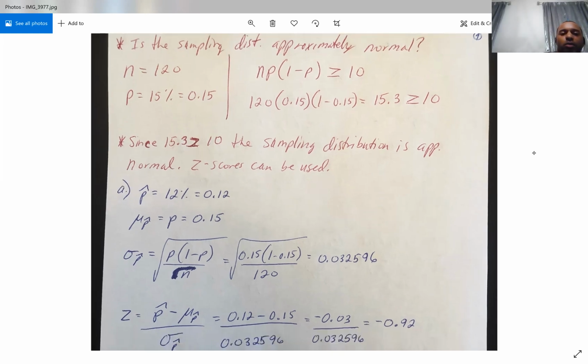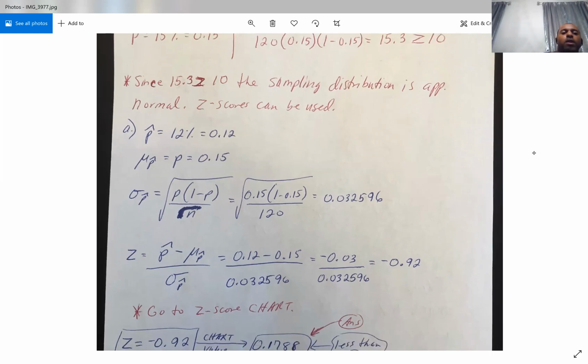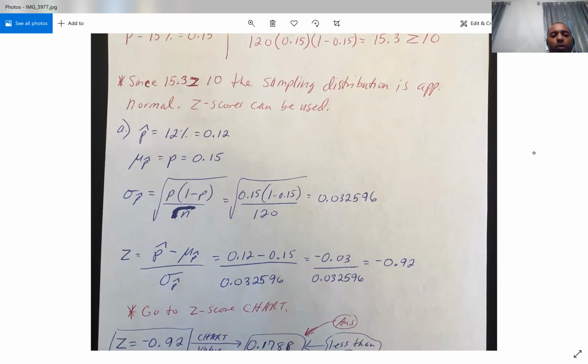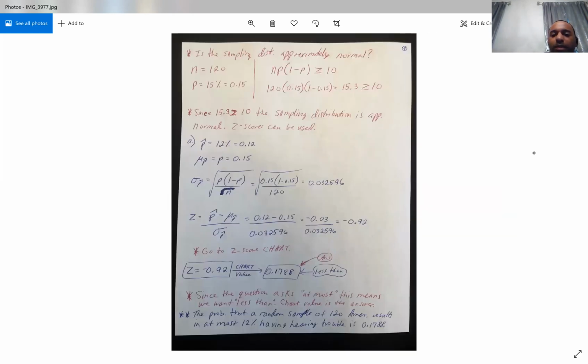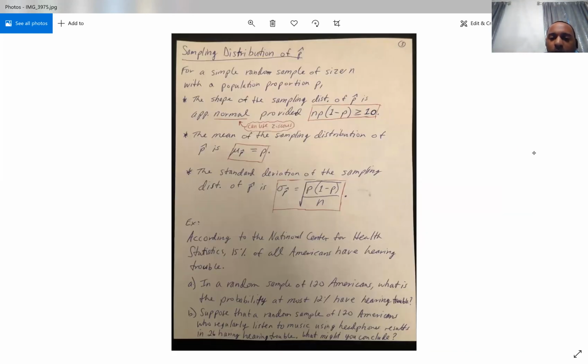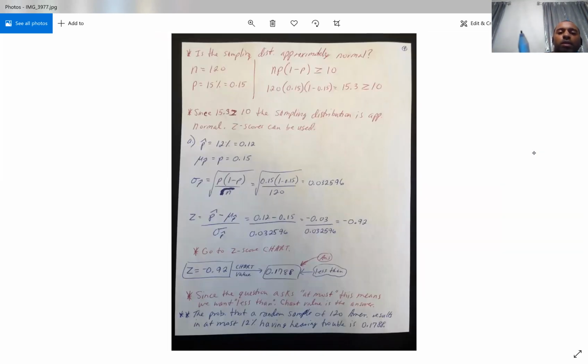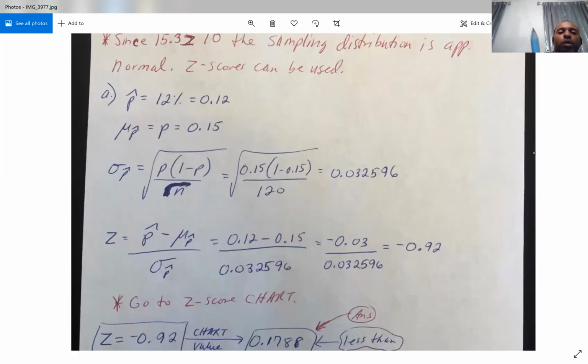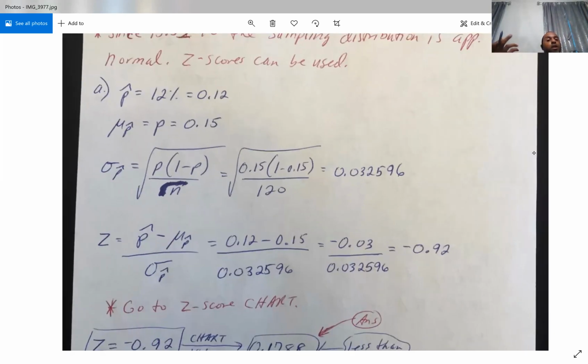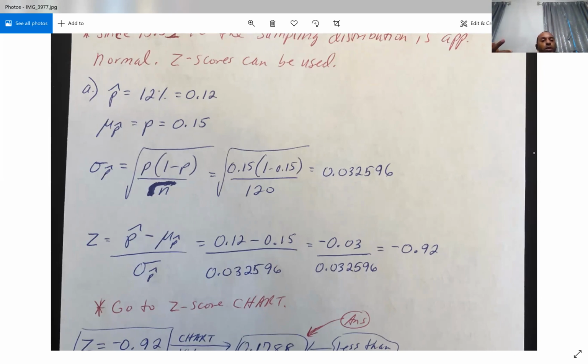All right, so scrolling up. In A, we were asking, let me go back and answer the question. In a random sample of 120 Americans, what is the probability that at most 12% have hearing trouble? So we're looking for at most 12% having hearing trouble. That means the characteristic we're looking at is 12%. That's P hat for us, the one in question. So that's 0.12 for P hat.